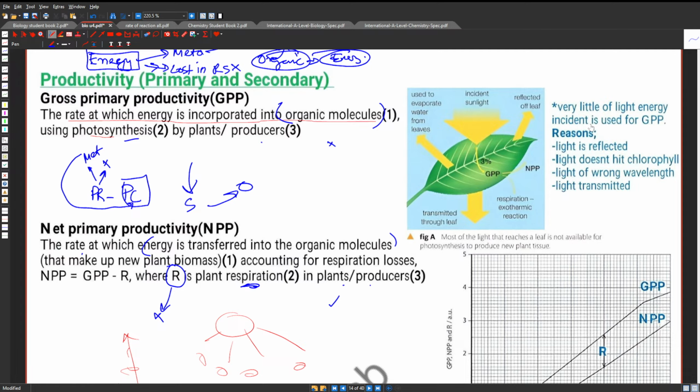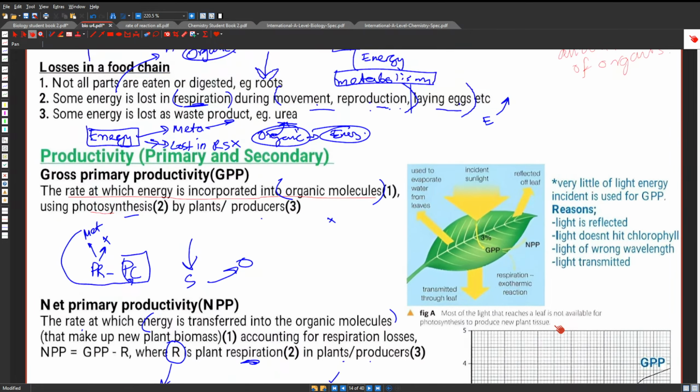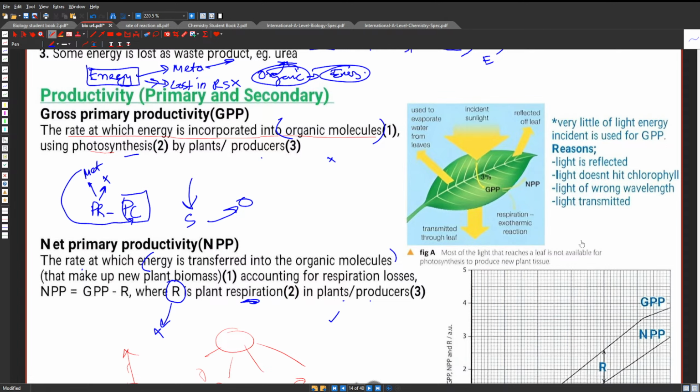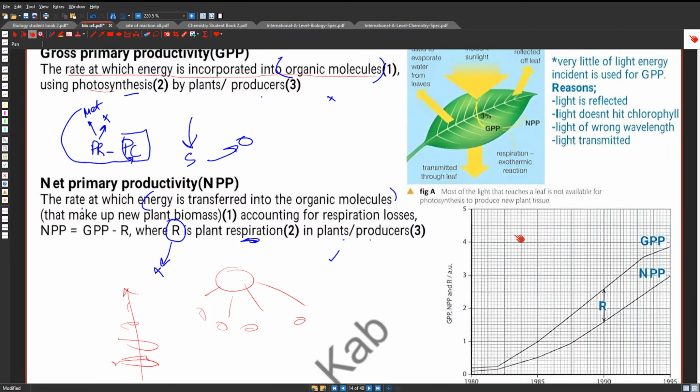So very little of the incident light energy is actually used for GPP. The reasons are that light is reflected, light is transmitted, light doesn't hit chlorophyll, or it's the wrong wavelength of light. Remember, when we looked at the wavelengths of light, we only saw a small margin that is used. No other wavelength of light is used, and so you have to understand how much is actually absorbed.